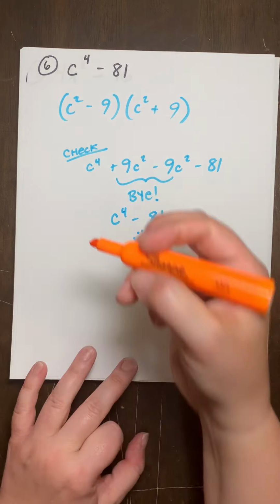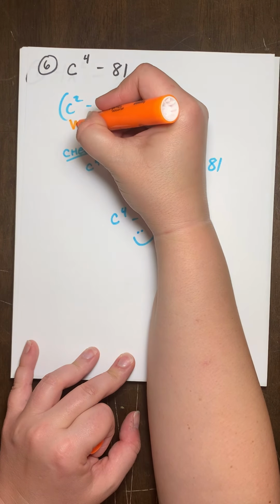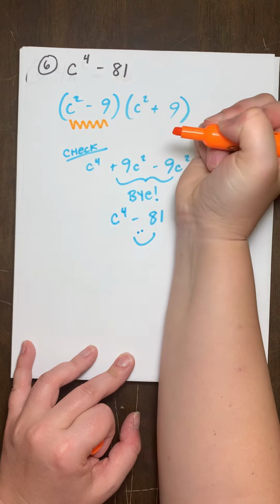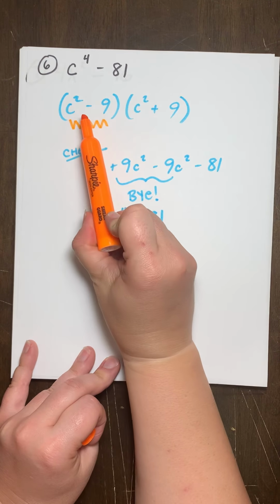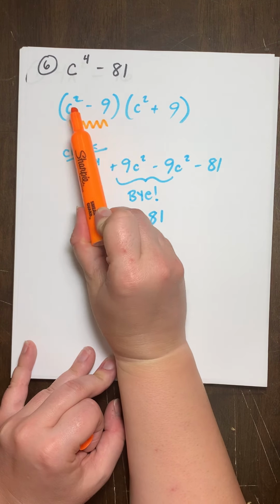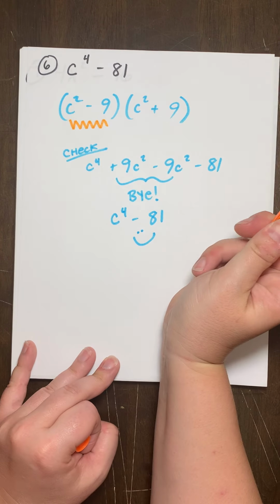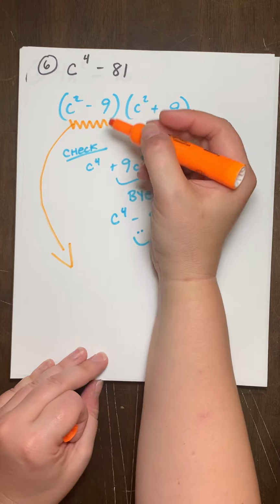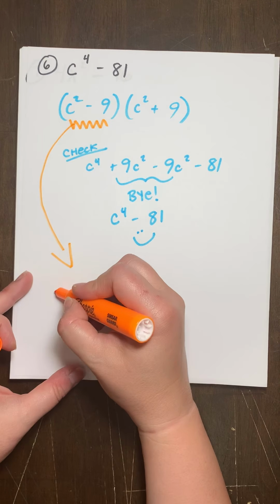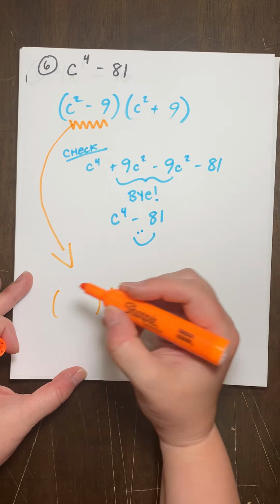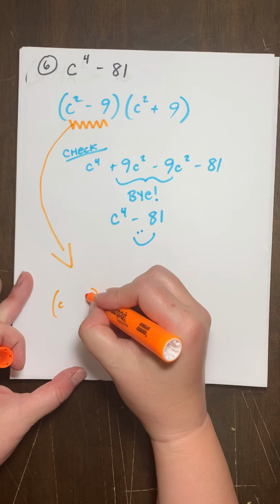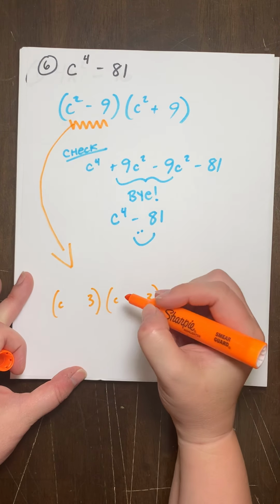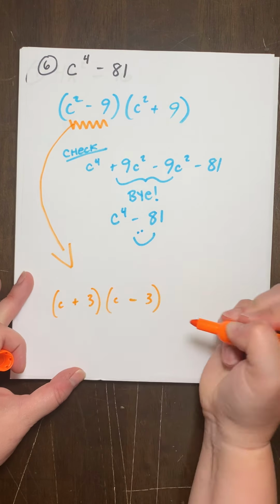Look in that first parenthesis. Can you recognize this is a difference of squares? You have to break down c squared minus 9. C squared minus 9 breaks down into c plus 3, c minus 3. One's a plus, one's a minus.